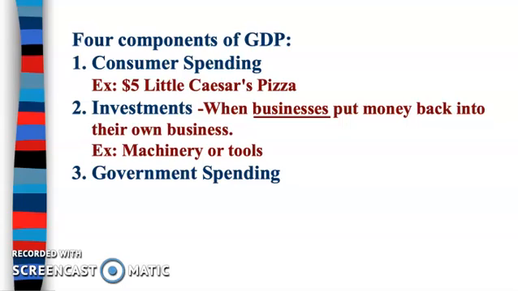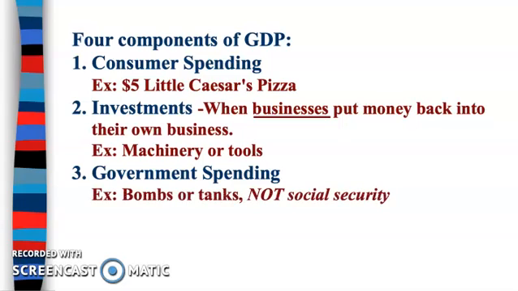So this could be anything that the government is spending money on that is the creation of new goods and services. So for example, if we're buying new bombs or tanks, or the government builds a new building or pays for the building of a roadway, that's all government spending. Now, Social Security or anything where just a person receives a check and they haven't created anything, that does not count. Those are just called transfer payments.